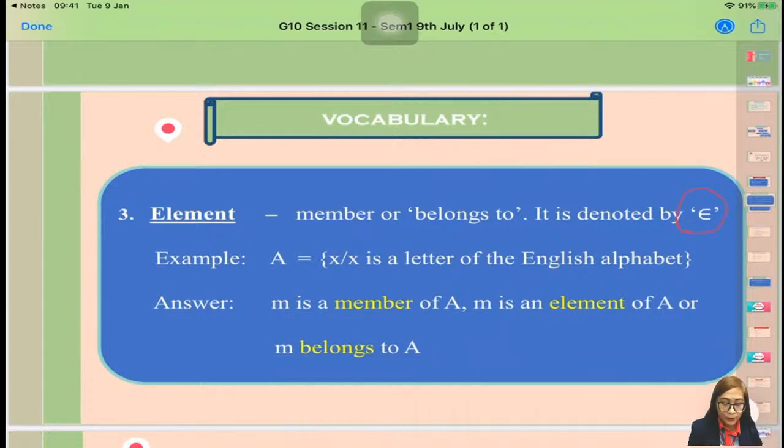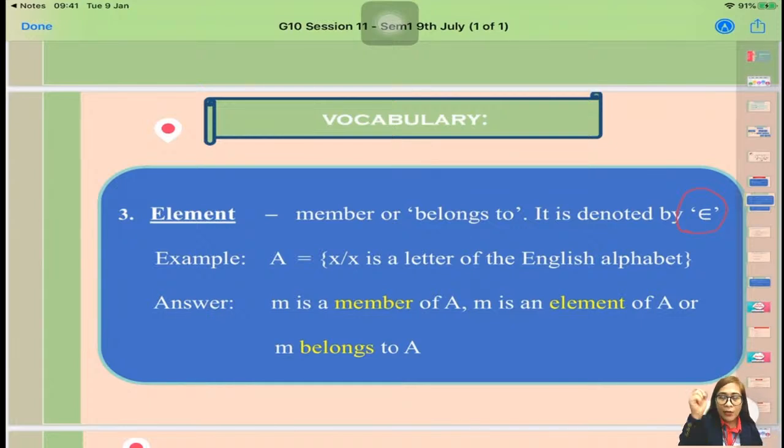For example, A is the set of all X such that X is a letter of the English alphabet. So what is the answer? What is the member of a letter of the English alphabet? So we have M, yeah? So M is a member of A.